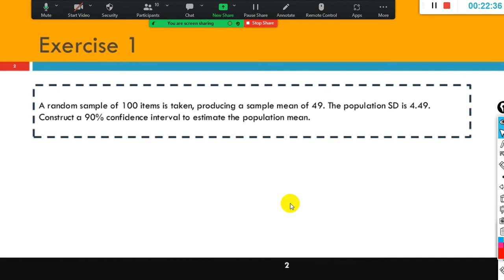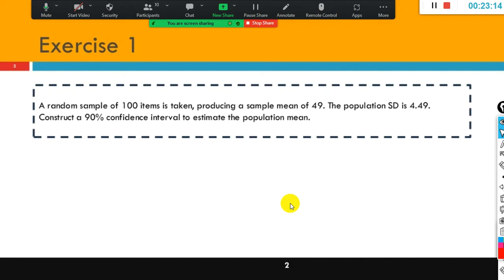Now we will start with this one. A random sample of 100 items is taken, producing a sample mean of 49. The population standard deviation is 4.49. We are given the population standard deviation. Now we need to construct a 90% confidence interval, not 95%, to estimate the population mean. So what do we need to obtain? We need to obtain the estimate of the population mean. We cannot say the exact population mean; we do not know the population mean.